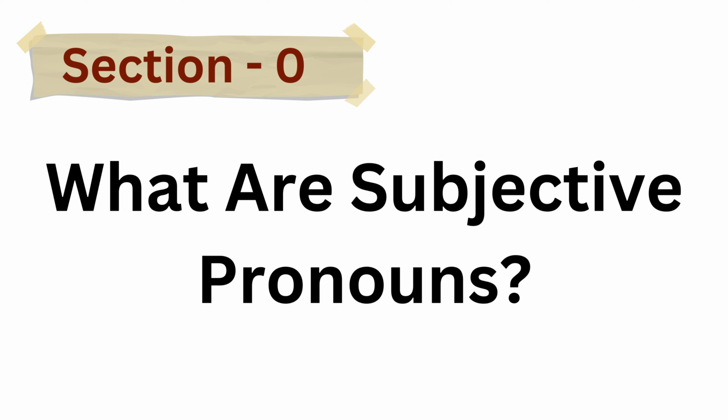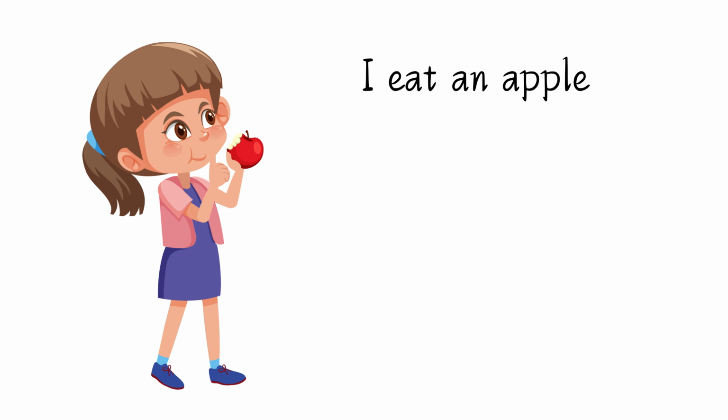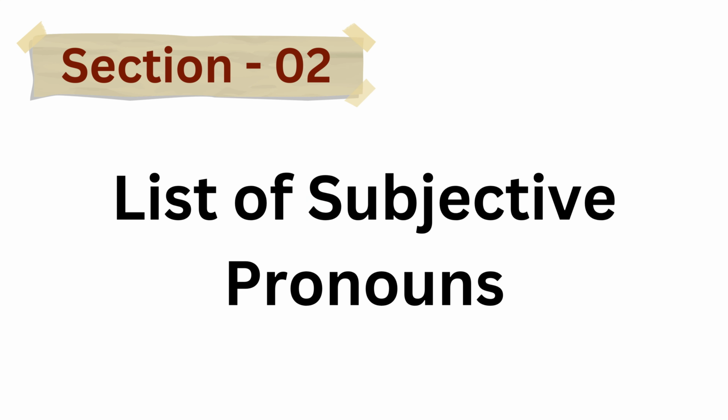Section 1. What are subjective pronouns? First, let's define what subjective pronouns are. Subjective pronouns are pronouns that perform the action in a sentence. They are used as the subject of a verb. Example, in the sentence, "I eat an apple," "I" is the subjective pronoun because it is doing the action of eating.